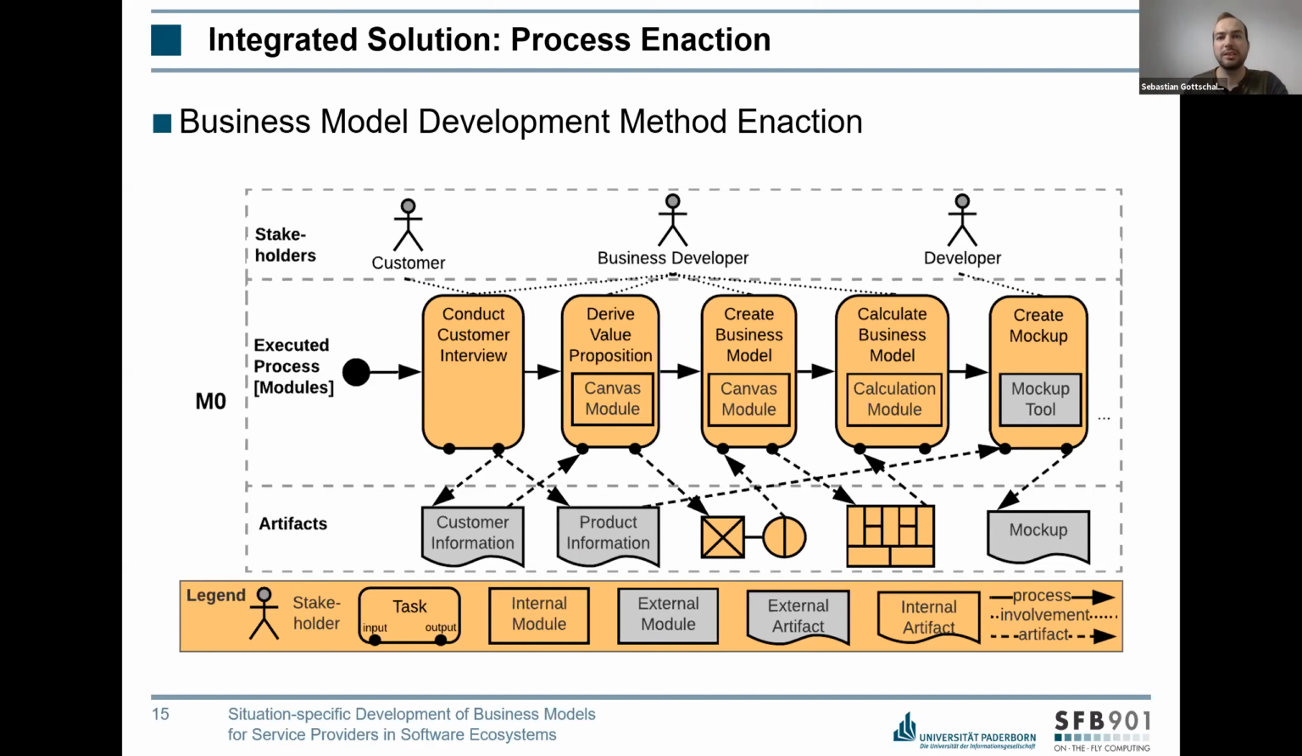And we divide them into 2: external artifacts, which we cannot modify, they are external to our approach, and internal artifacts like canvas models, which we can really work on with our knowledge models. And last but not least, we also have these modules which can provide some kind of decision support in the process. So we have things like, for example, the canvas module, which can at the end change those business model canvases or a value proposition canvas. And we can also have a calculation module or an external tool like the mock-up tool.